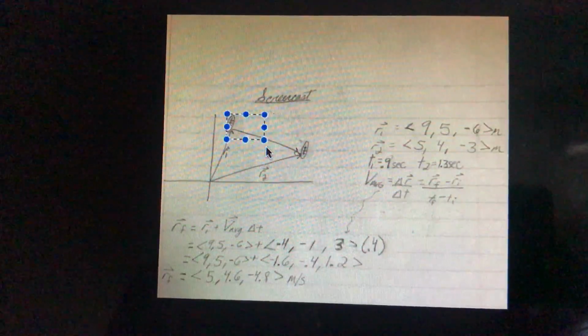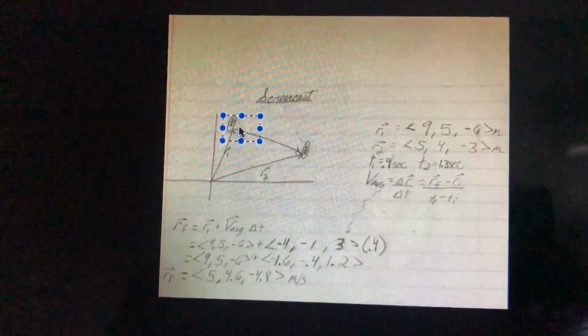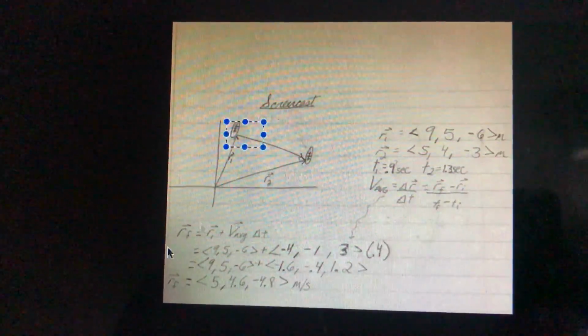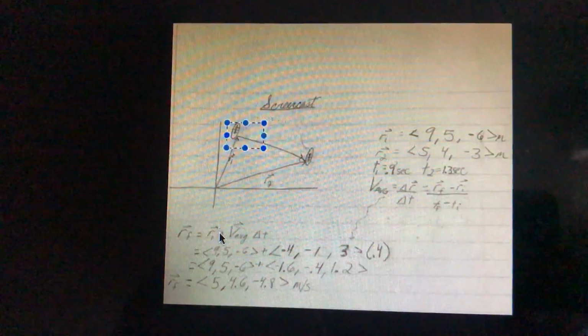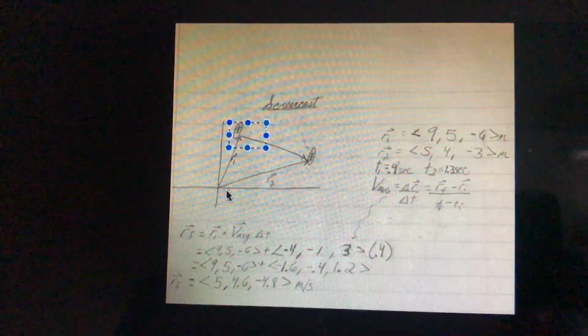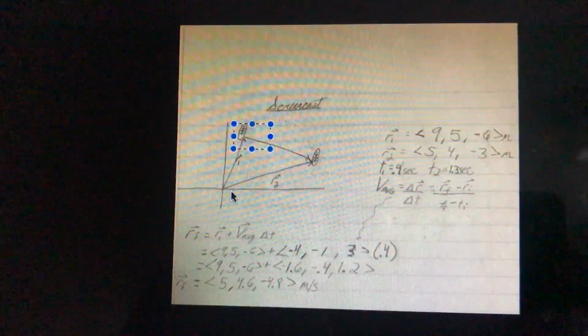And to calculate the R final, I just did some algebra from the V average and came up with R final, which would be R1 plus V average times the time interval.